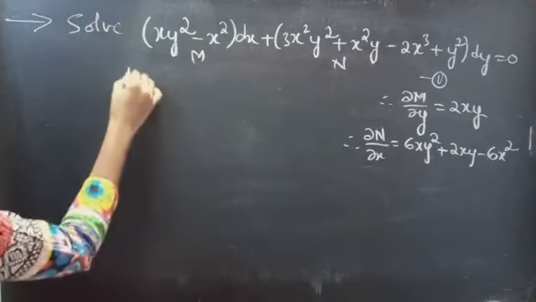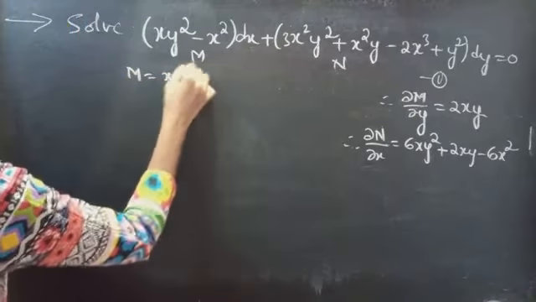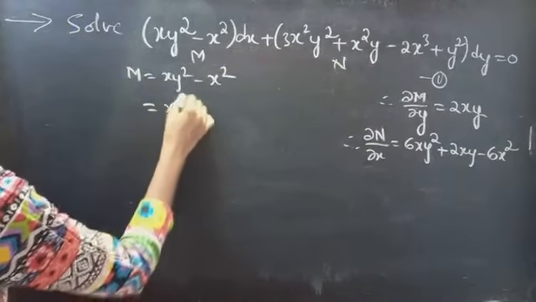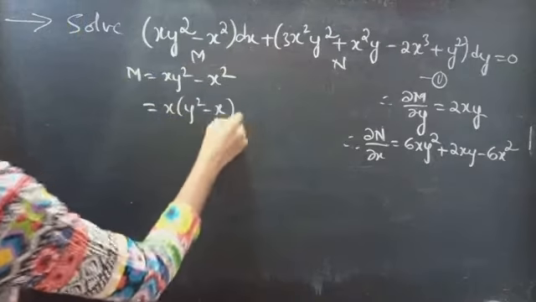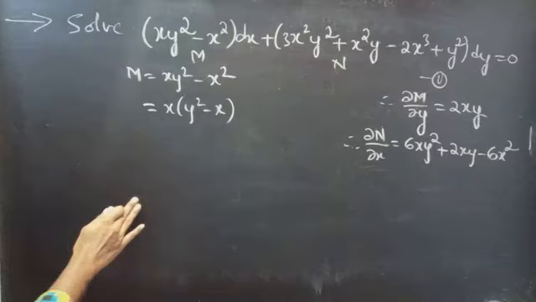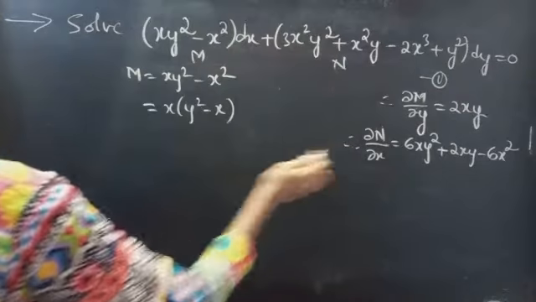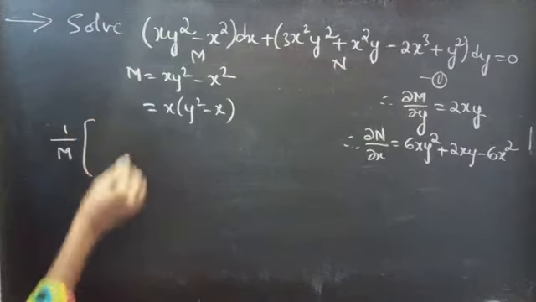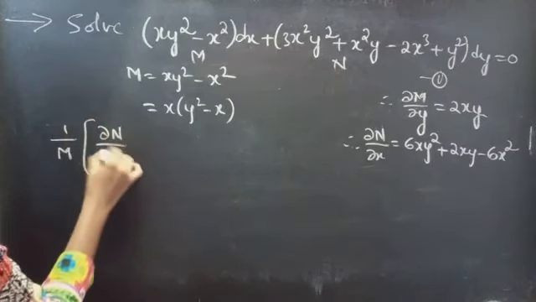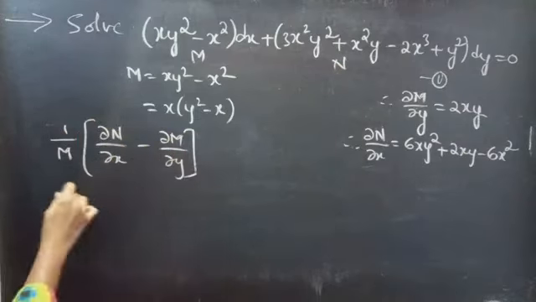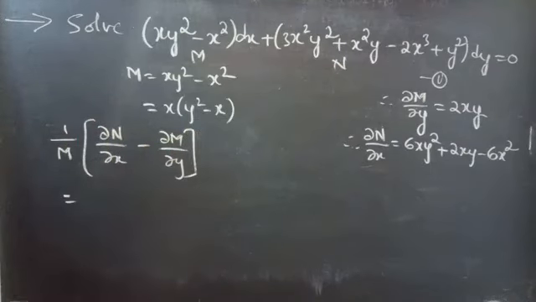So you have M equals xy square minus x square, right? You can take x common from these two terms and you'll get x times y square minus x. So there is a possibility of getting a suitable integrating factor using M and these two partial derivatives, using 1 by M times partial derivative of N with respect to x minus partial derivative of M with respect to y. We need to get a function of y alone.